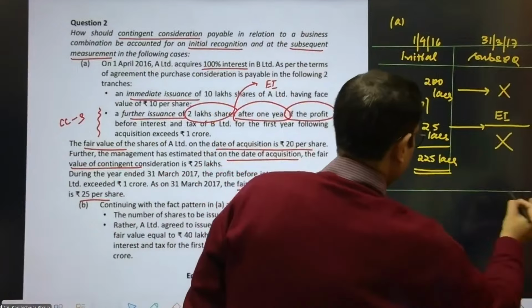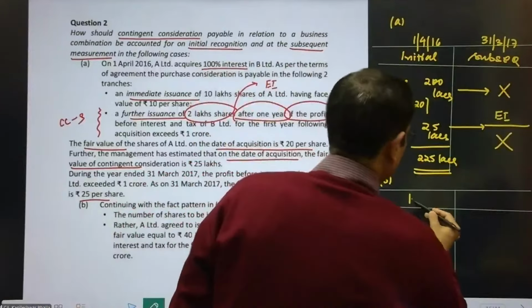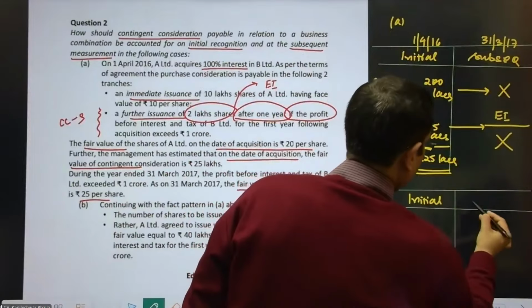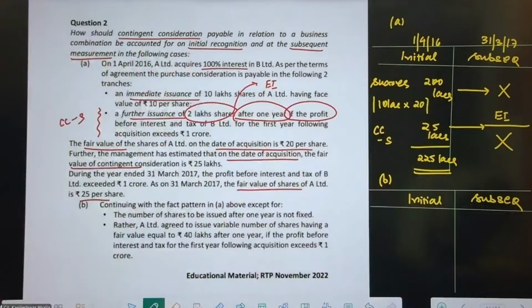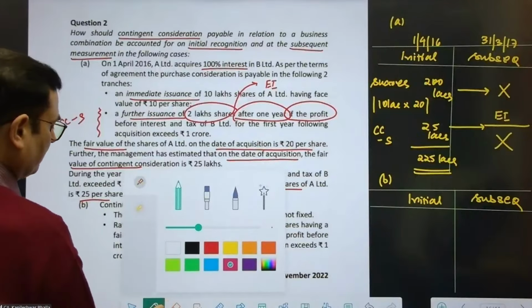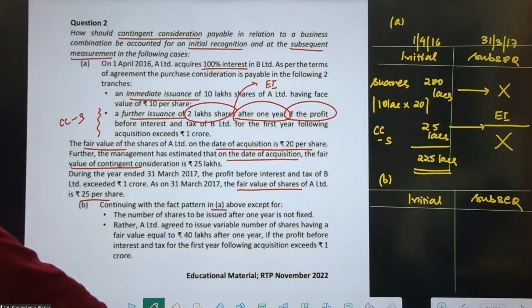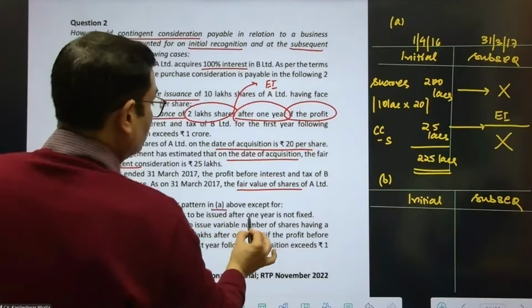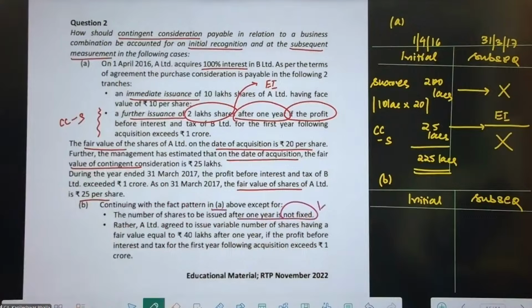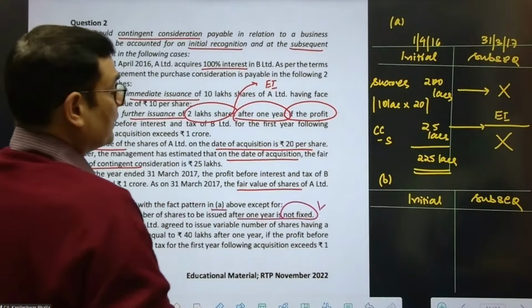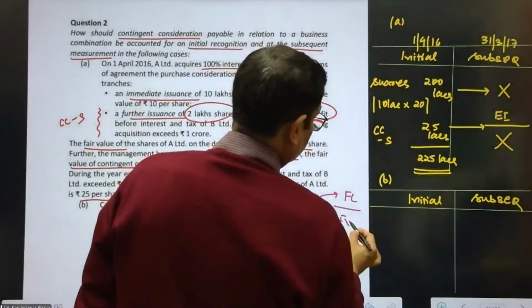So now let's look at the data in terms of part B. Again, we're looking at initial and we're looking at the subsequent accounting. Now it says in part B, continuing the fact pattern in A above, the number of shares to be issued after 1 year is not fixed. That means it's going to be variable. So does that make it a financial liability? Yes. And that financial liability will be measured at FVTPL.